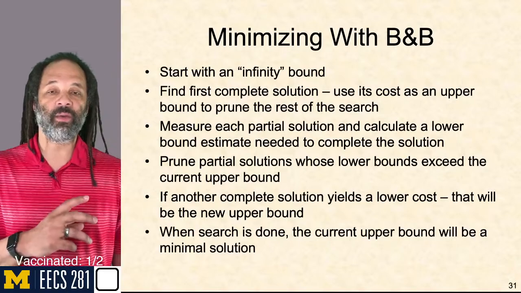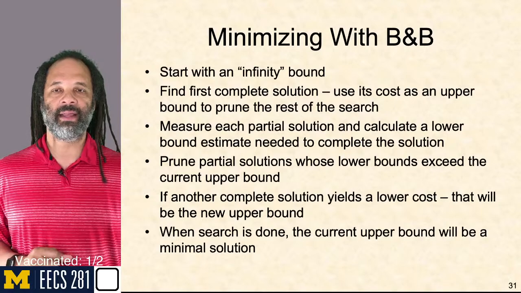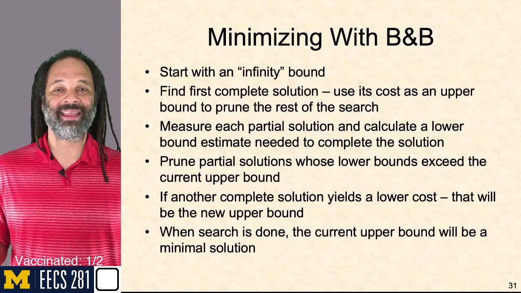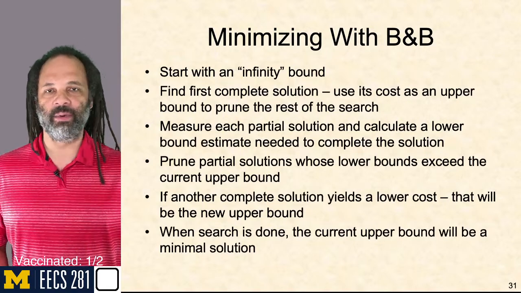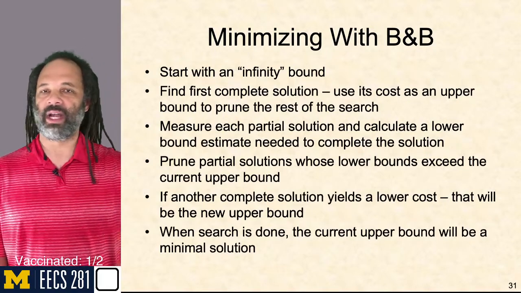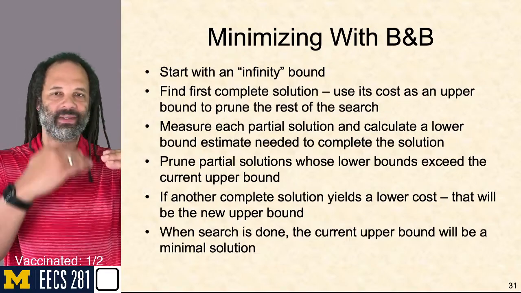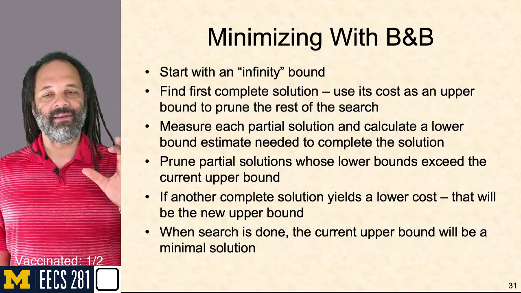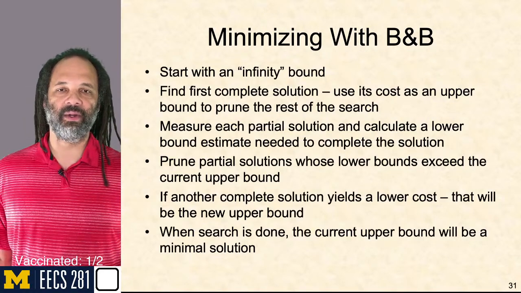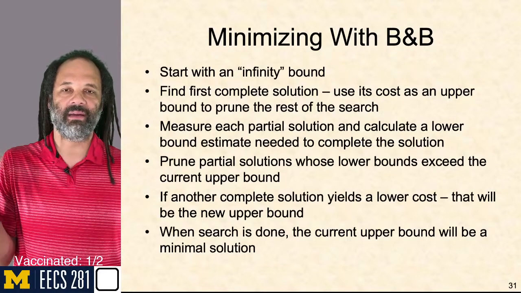If I do minimization, I might start with some infinity bound, meaning that anything that's shorter than infinity sounds great. I'm trying to minimize here. Just like when you're trying to find the smallest value, you start with a max and then say if it's less than what I've got, keep that. So I'll start with some infinity bound, and then I can find my first complete solution. That's another way to do it. You can either start with an infinity bound and say anything that beats this I'll take.